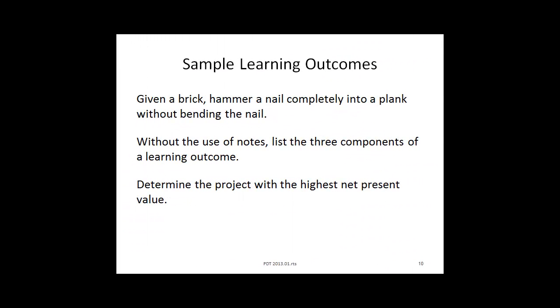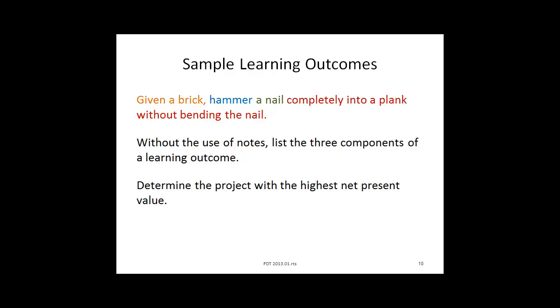So we've seen the three pieces, performance, condition, criteria. Let's see if we can actually make these things work. Let's take a look at some outcomes and see if we can recognize the parts. So looking at the first one here, given a brick, hammer a nail completely into a plank without bending the nail. Can you identify the performance? Can you identify the condition? Can you identify the criteria? Well, let's take a look.